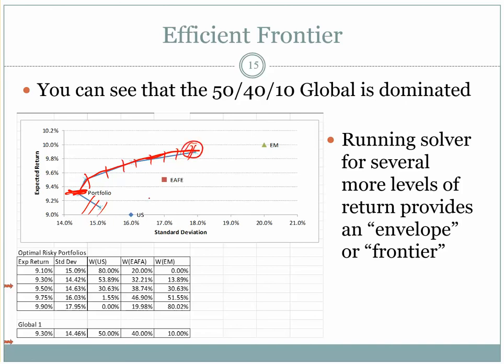If I want a lot of risk, I would pick one of these portfolios, which is mainly emerging market. If I wanted a safer portfolio, I'd probably pick something like this, which is mainly US markets, the safer market.